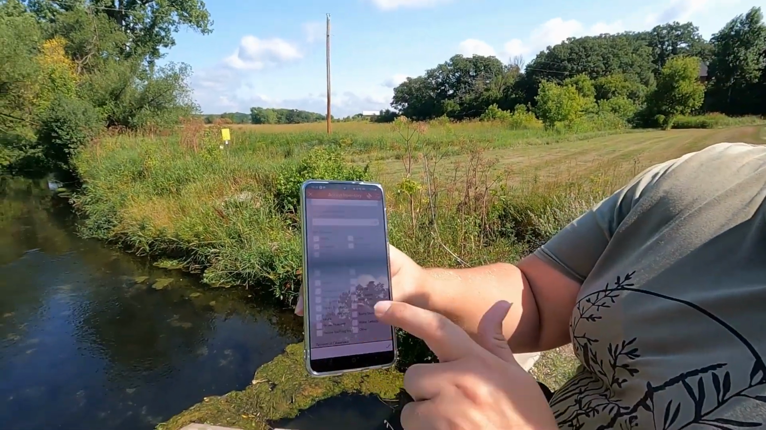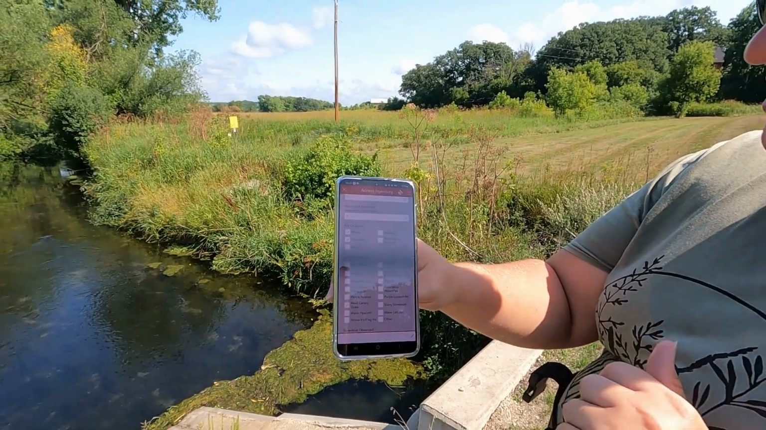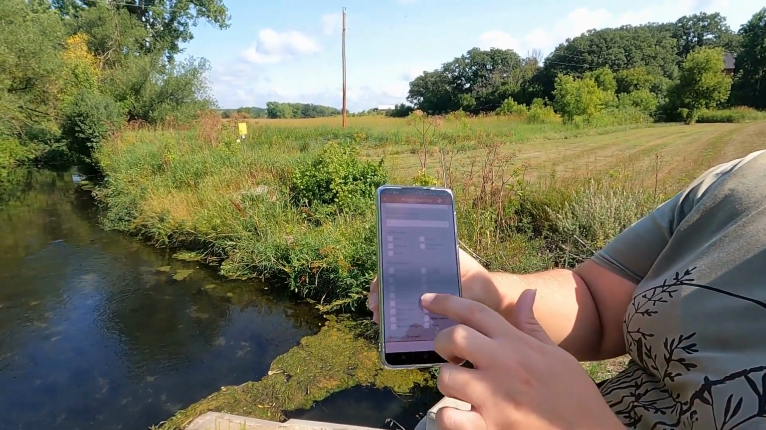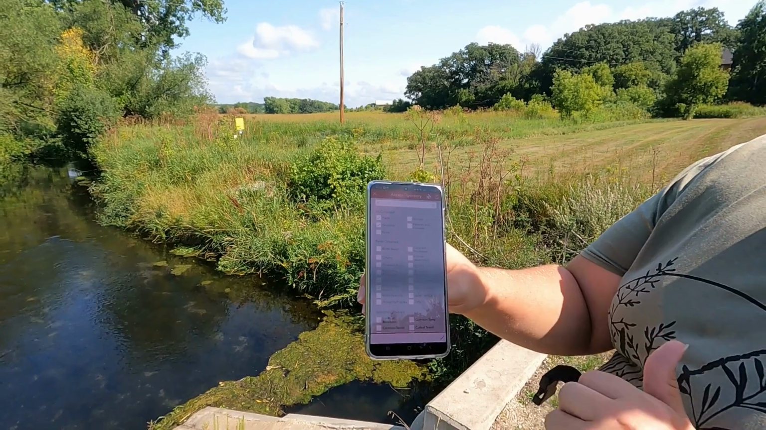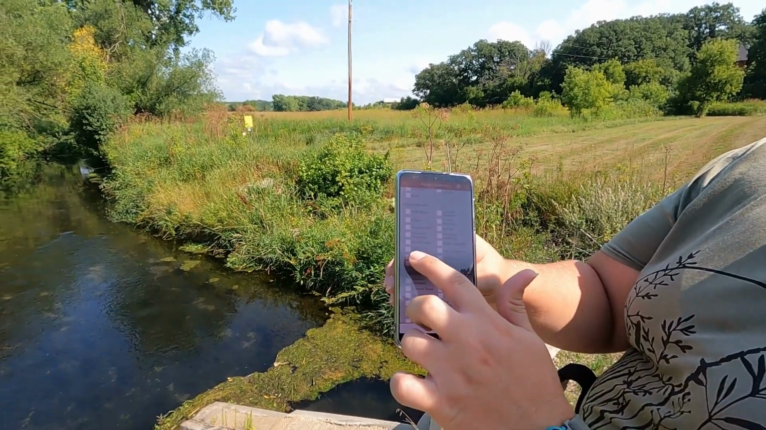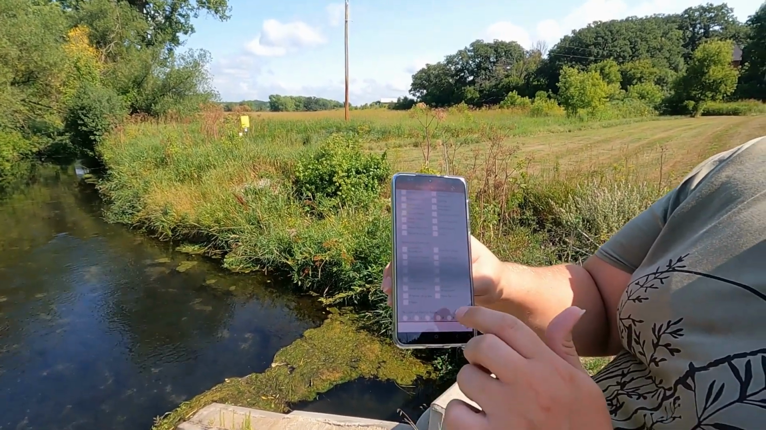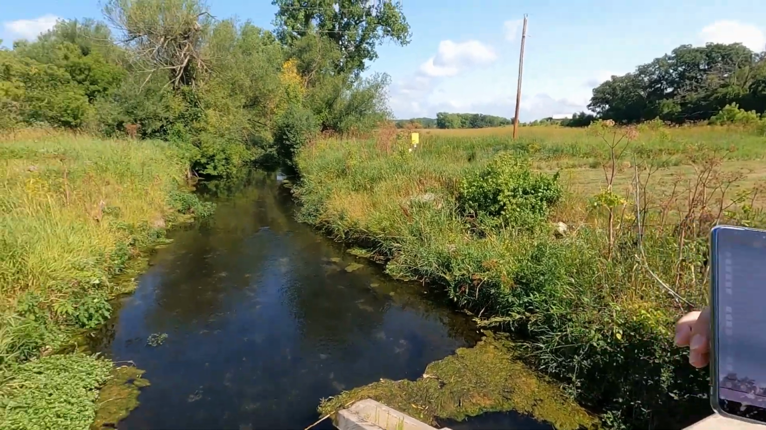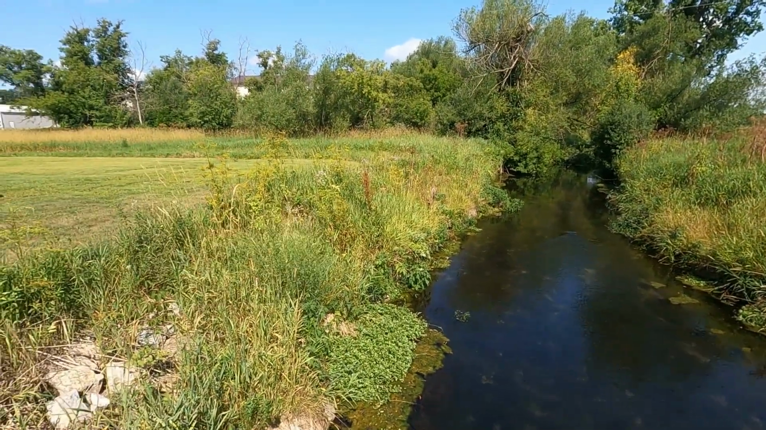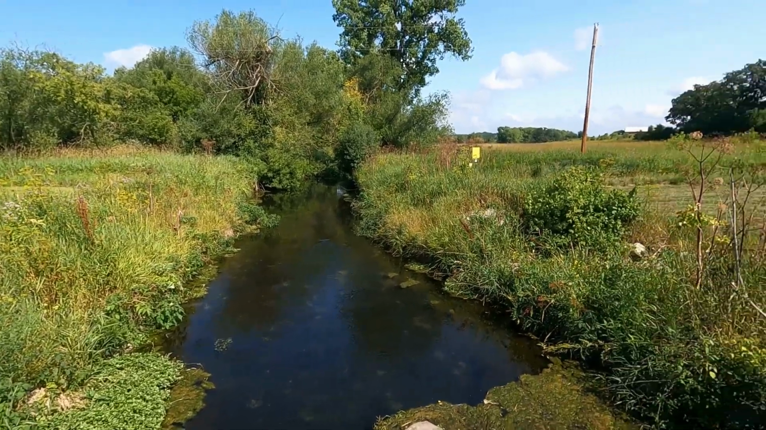So when we are recording the aquatic invasive species that we notice at an access site, we select what type of species that we're seeing. Here we have reed canary grass and wild parsnip at this location. We're going to continue looking and see if we see other invasive species at the access location.